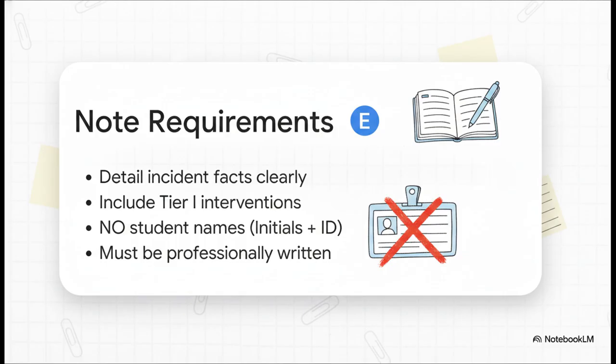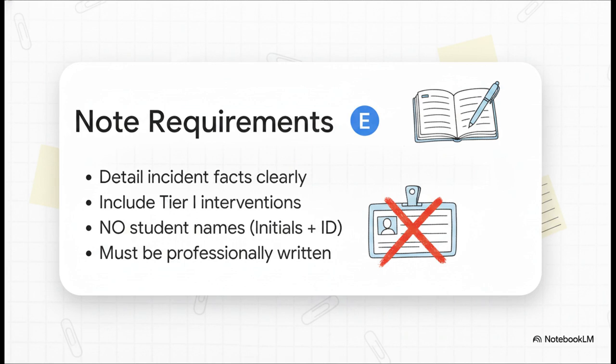Then comes the notes section. There are strict, non-negotiable rules for this box. You've got to detail the facts of the incident clearly enough to verify what happened, and you must include the Tier 1 interventions you previously utilized. But here is the most important rule by far. Do not use full student names in the description. No exceptions. You only use their initials, followed by their 6-digit student ID.